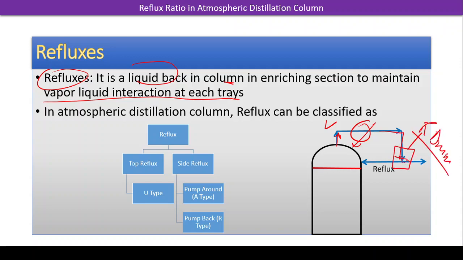We have to condense the vapor, and then there is a reflux drum where the liquid is stored. A portion of the liquid is taken as distillate, as product, and a portion is returned back to the distillation column for maintaining the vapor-liquid equilibrium. This amount is called the reflux.